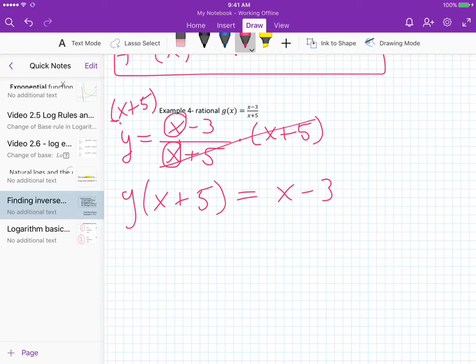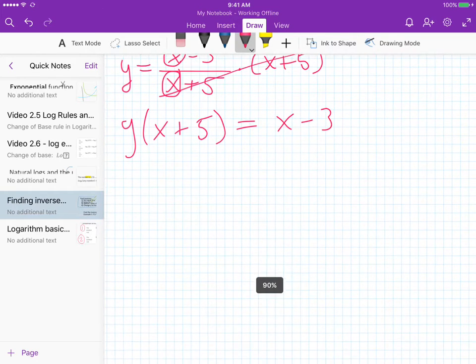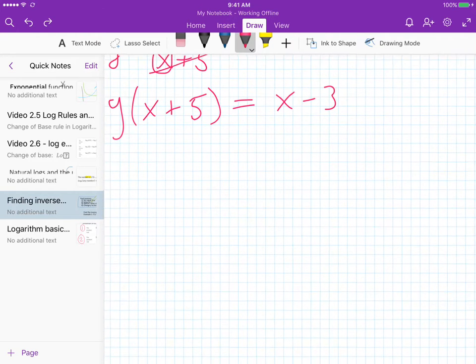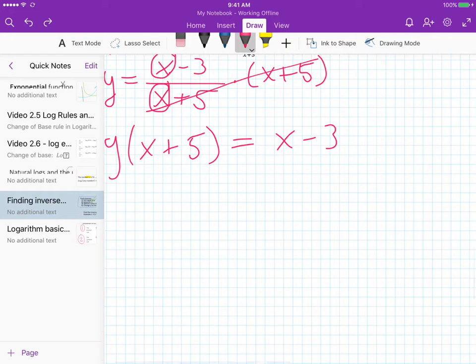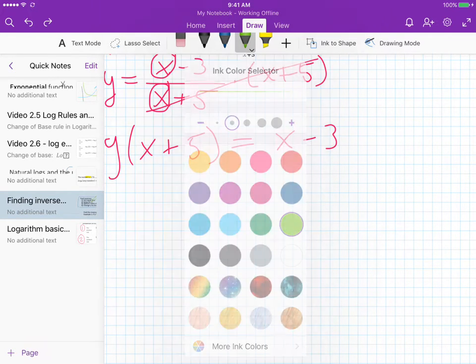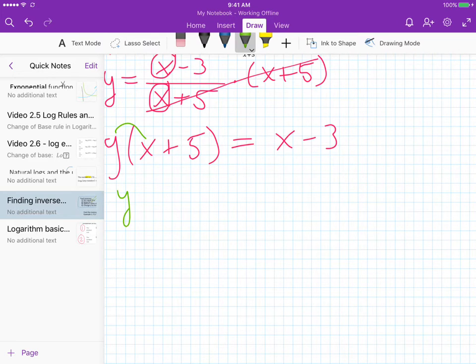I'm trying to get x by itself, so I'm not sure how I'm going to get there. I do know that I could distribute the y if I wanted to, and say, well, y times x plus 5y equals x minus 3. I don't know if that helps me, but I'm going to try.